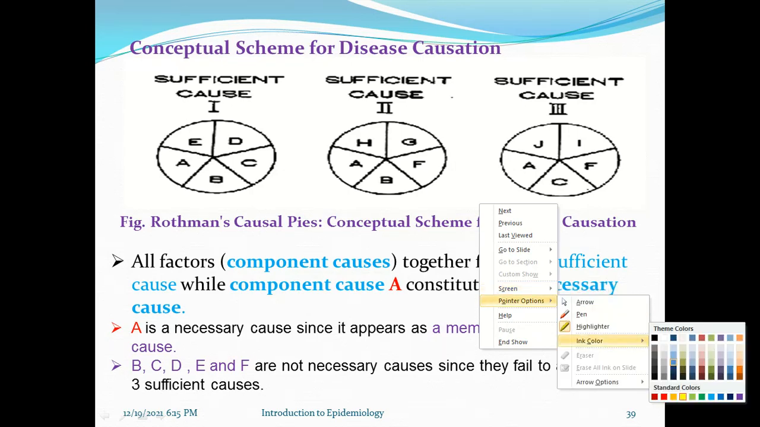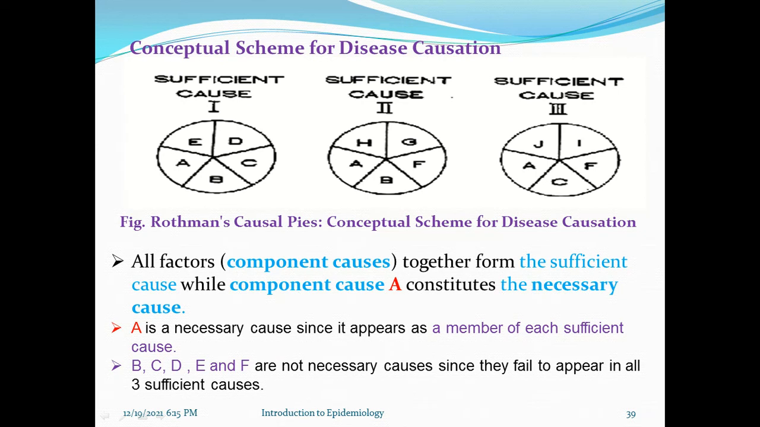So when you compare the three, for instance, this is Rothman's causal pie, a conceptual scheme for disease causation. All factors together form the sufficient cause. All factors means A is a factor, E, D, C, B are all individually component causes. So all factors together form a sufficient cause. The whole pie is sufficient cause, but a single piece of the pie, for instance B, is a component cause. Together they form a sufficient cause.